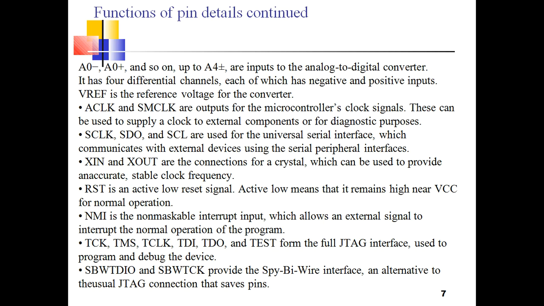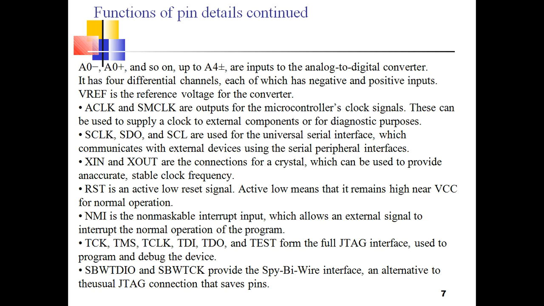Next we will see what the different types of clocks available in MSP430 are. ACLK is nothing but the auxiliary clock, and SMCLK means sub main clock; these are outputs for the microcontroller clock signals. These can be used to supply the clock to external components or for diagnostic purposes. Whenever you connect different peripherals, to give the clock for the different components, you can use these clocks. Next one, SCLK, SDO and SCL are used for the universal serial interface.